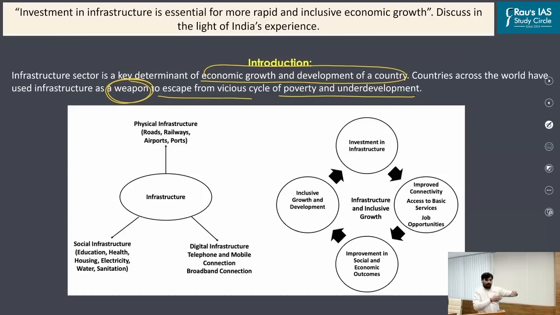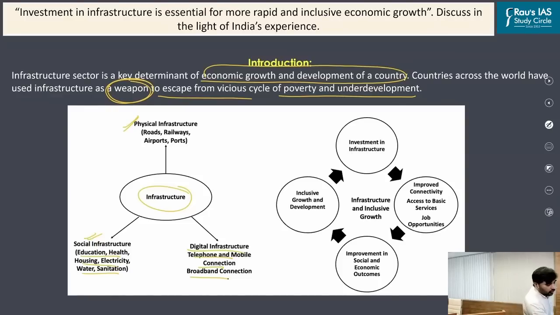After the introduction, this flowchart or diagram can be incorporated. In this diagram, what you are making evident to the examiner is that when we say infrastructure, it does not only mean physical infrastructure. Infrastructure also means social infrastructure. Infrastructure also means digital infrastructure. So you are interpreting infrastructure from a multidimensional perspective.